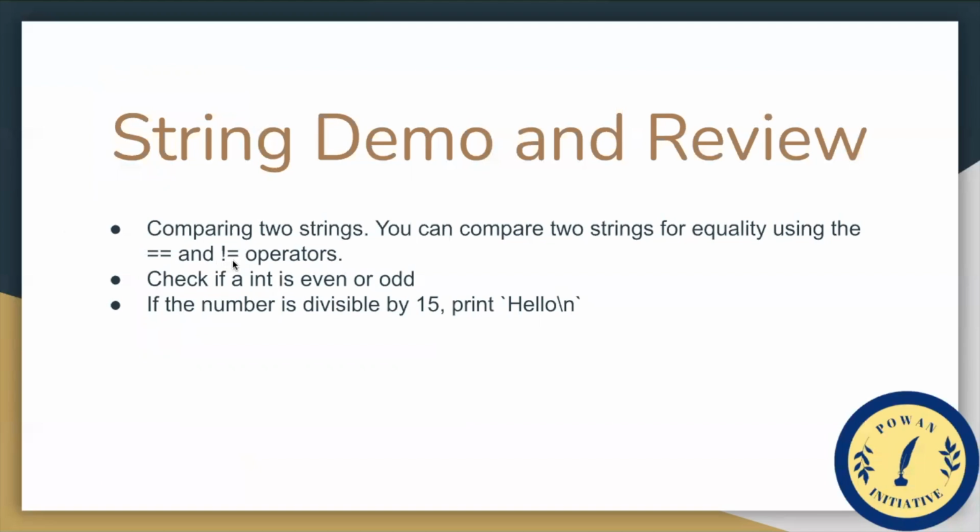So this not equal to operator tests exactly what it sounds like. It tests whether or not that specific string and the other string on the other side of this operator is not equal to each other. And we're going to check if an int is even or odd. We're going to use modulo division to do that. And we're going to check if a number is divisible by 15. If so, we're going to use this. We're going to print out hello and a new line.